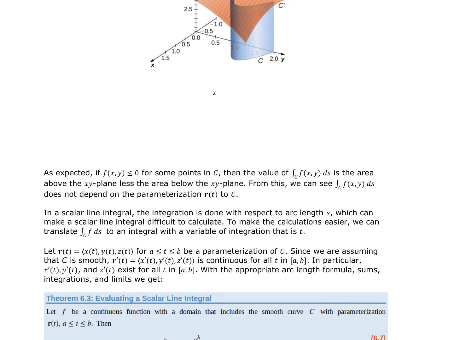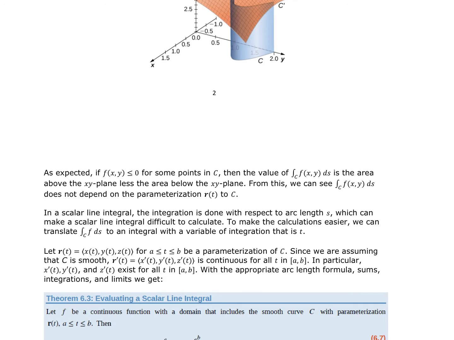And as expected, as when we were just doing integration, if my function is below 0 for some points of C, then those values will take on negatives. And so what that tells us is that our integration on the curve of f x y ds does not depend on the parameterization of r of t to C. So since we are able to do that, then we can change the way that we address our limit stuff.